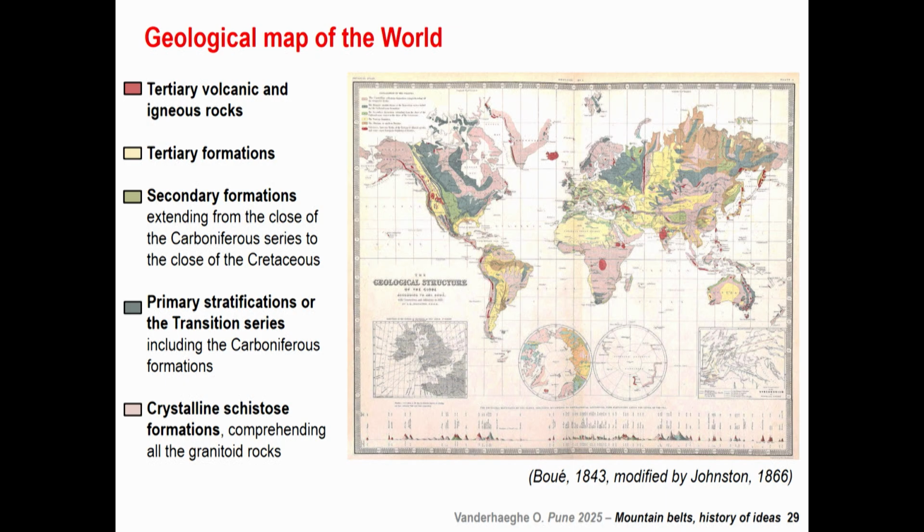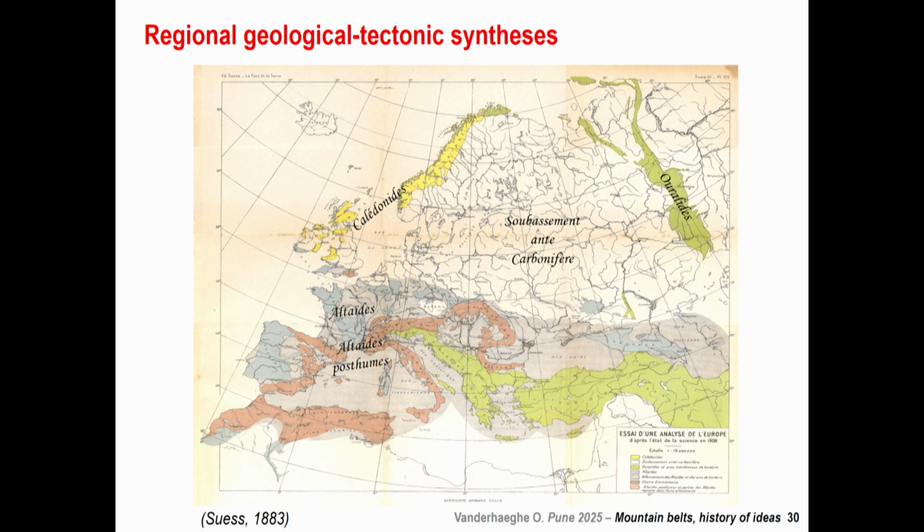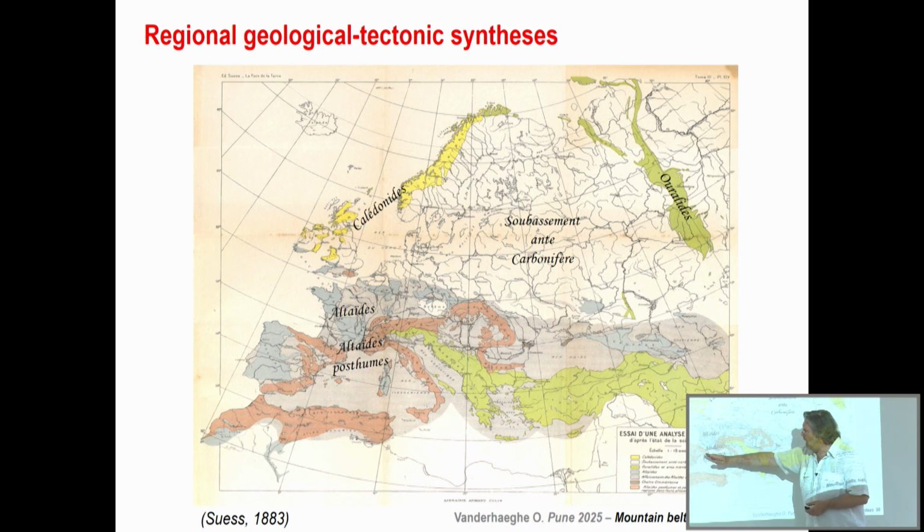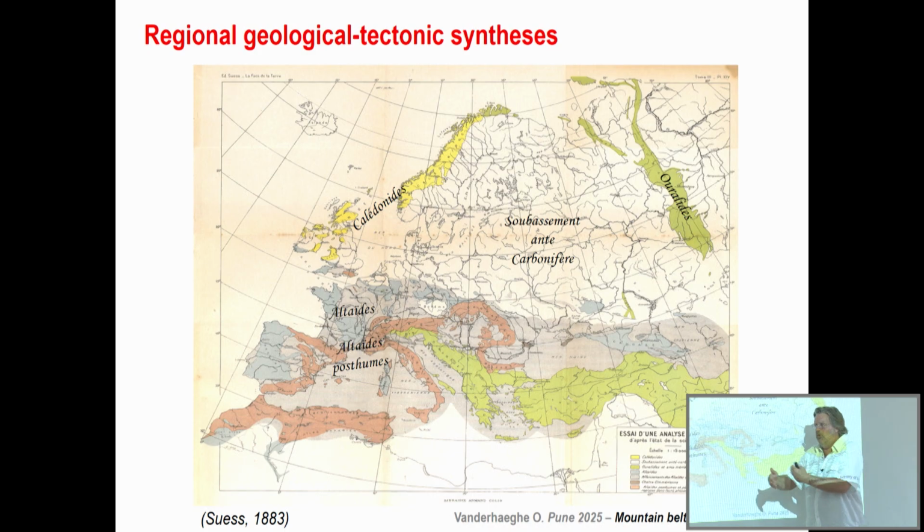You can identify the Archean Proterozoic cratons, the different orogenic belts, Urals, the Variscan, the Alps, the Cordilleras, everything is there. And that fed thoughts about regional scale tectonic thinking, with here the work of an Austrian, Suess, who identified the different tectonic belts. The oldest one is the Caledonides, that affects basement that is before the Carboniferous. And then what he called the Altaides, that continues in Asia, and that's what we now call the Variscan. And then the posthumous Altaides, which are the Alps. And he thought that these were close to each other in terms of timing, and they almost follow each other right away.